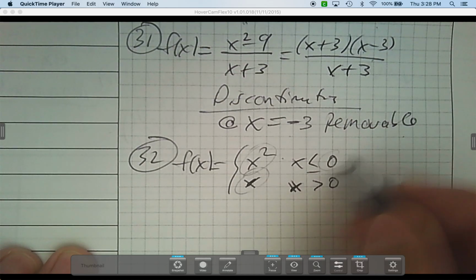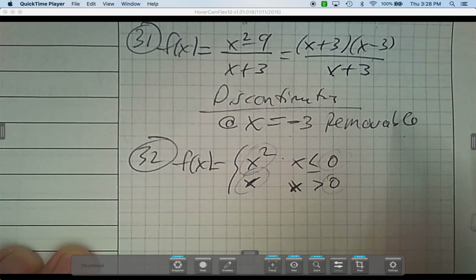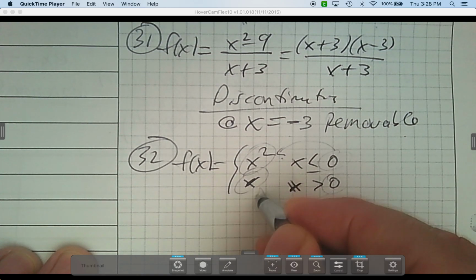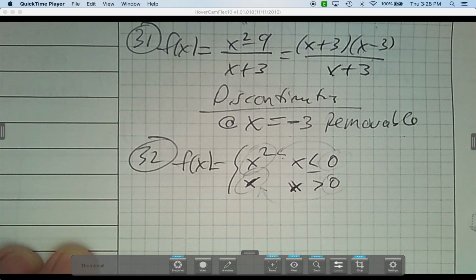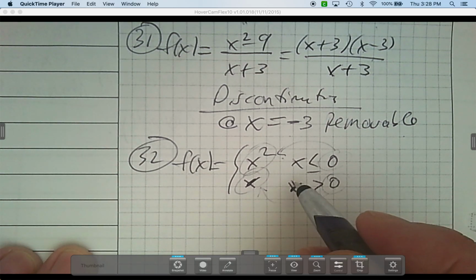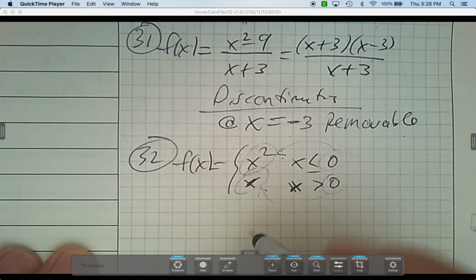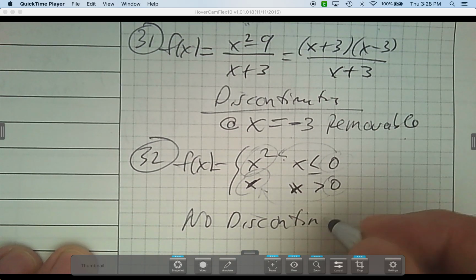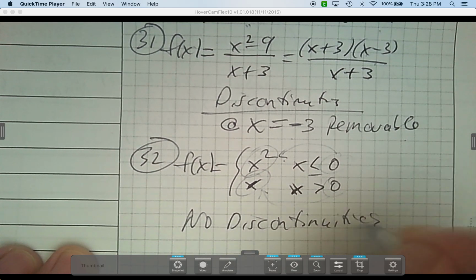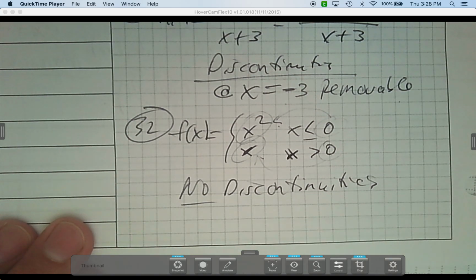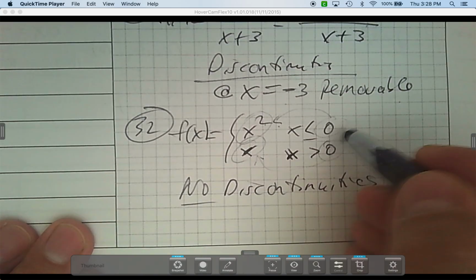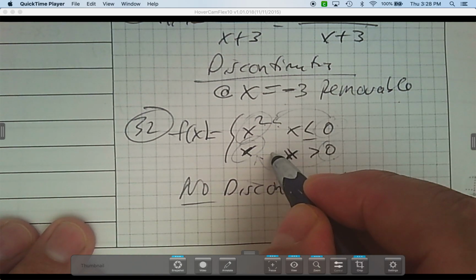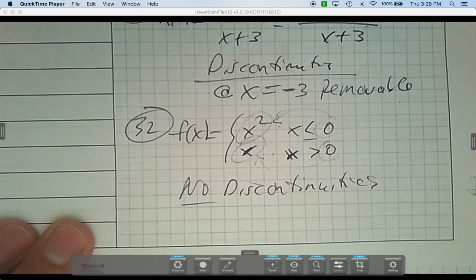So the only part I need to worry about, is there a jump? So when I plug in 0 on top and 0 on the bottom, do I get the same y value? Does the limit exist at 0? And the answer is yes. In fact, when you plug in 0, you even get an answer. So in this question, number 32, there are no discontinuities. It is continuous. It is continuous because each piece is continuous, and then at 0, when I plug in, I get the same answer. So it's fully connected all the way through. There are no jumps.